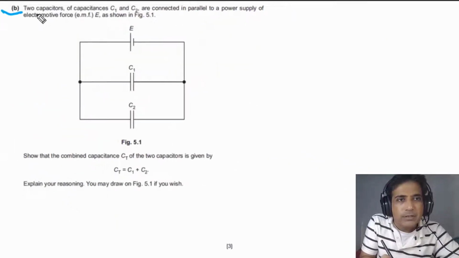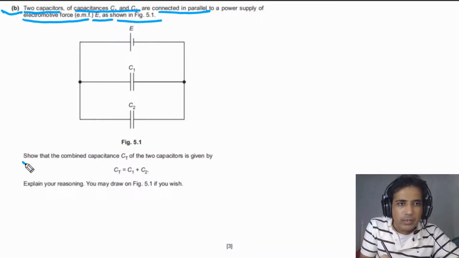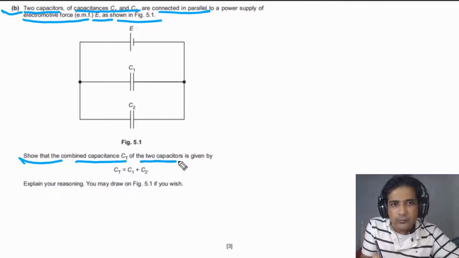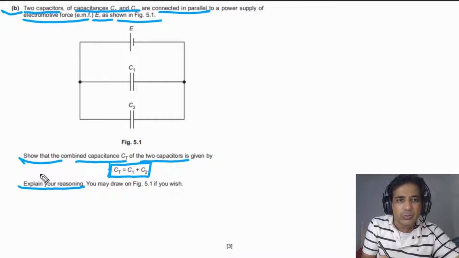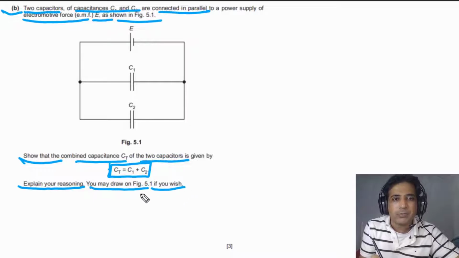For part B, we are given two capacitors of capacitance C1 and C2 connected in parallel to a power supply of electromotive force E, as shown in figure 5.1. We need to show that the combined capacitance C_T of the two capacitors is given by C_T equals C1 plus C2. We also need to show our working or reasoning. We can draw on figure 5.1 if we wish, but this part is optional.